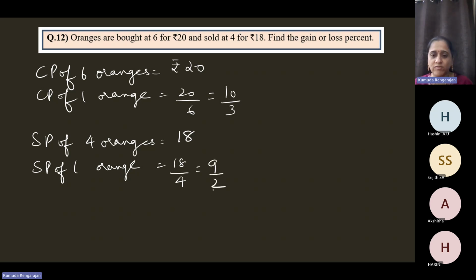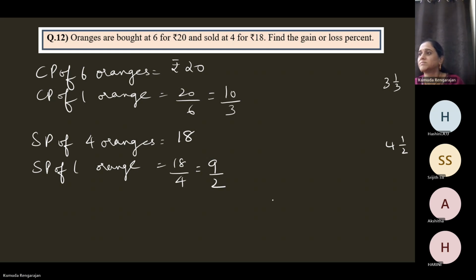Now we have the CP of one orange and SP of one orange. Now we don't know which is big. So in the rough column, what is 10 by 3? 3 1 by 3. What is 9 by 2? 4 1 by 2. So SP is more. 10 by 3 is 3.33 or 3 1 by 3. 9 by 2 is 4.5. So clearly SP is more, meaning SP of one orange is more than the CP of one orange. So it's a profit. And then find the profit percent.